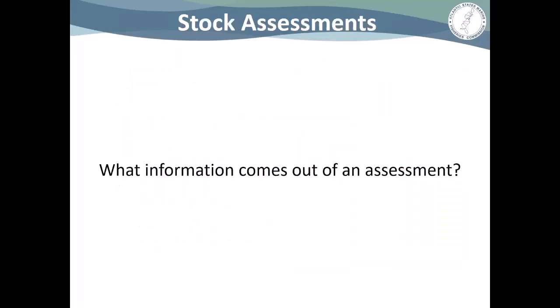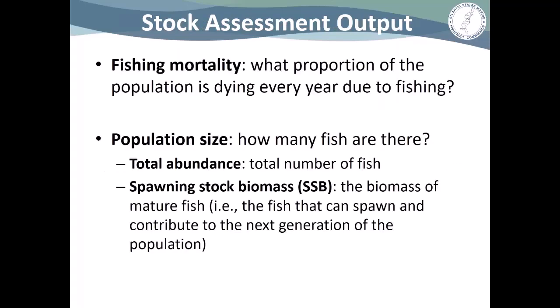So that's the kind of information that goes into the stock assessment. What kind of information are we getting out of the stock assessment? First of all, we're getting fishing mortality. So what proportion of the population is dying every year due to fishing? And second of all, population size.